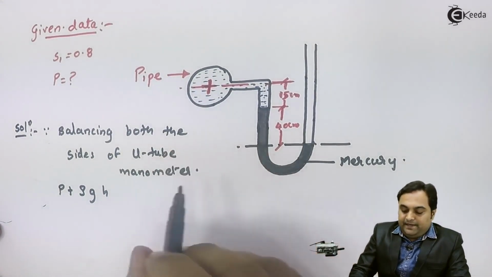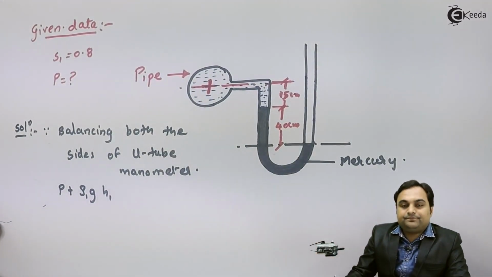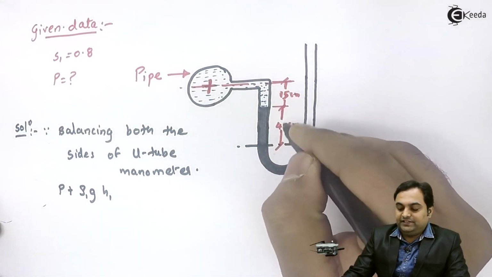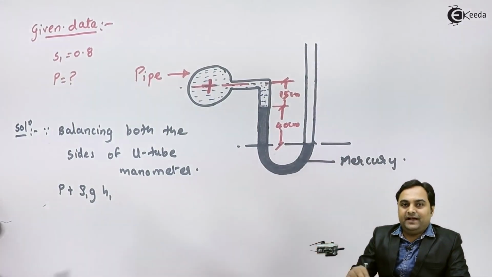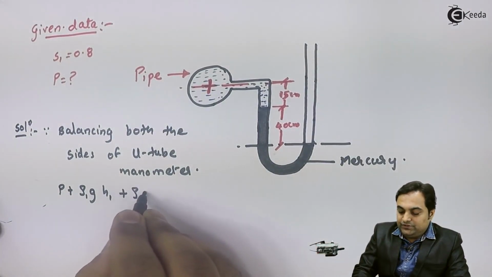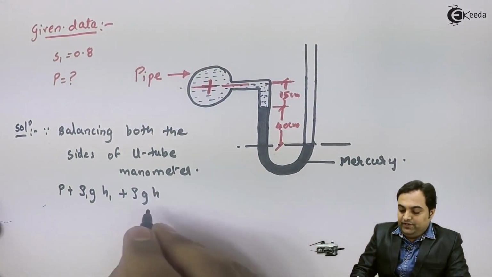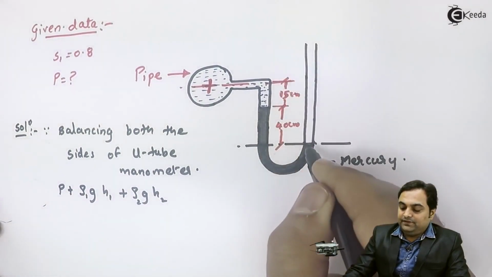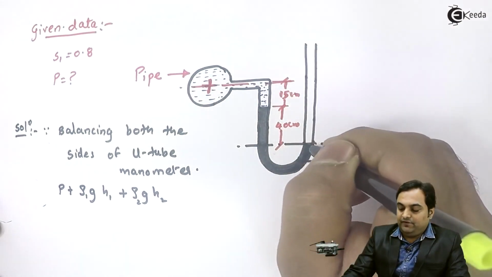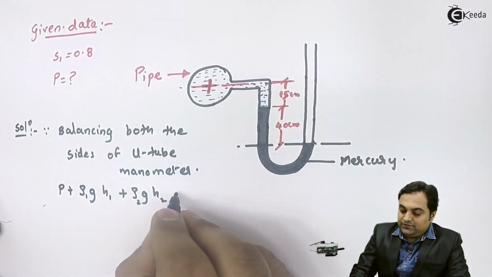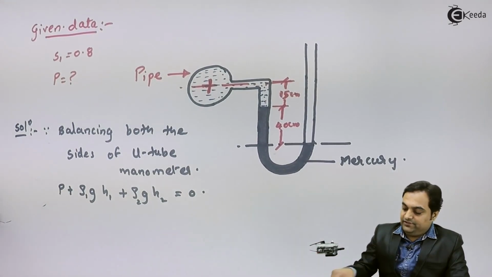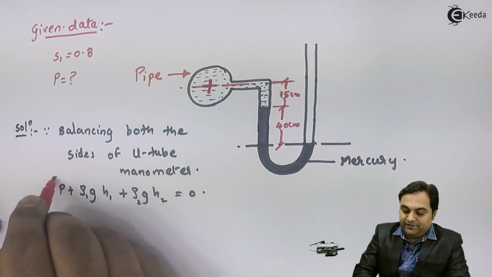For the fluid inside the pipe, I'll write suffix 1. At the same time, in the left portion, we even have mercury of 40 centimeter height, so its pressure will also be added. So plus rho g h, for mercury I'll write suffix 2. Now this much is the total pressure in the left limb. In the right limb, there is no fluid above the datum, above this horizontal line, so that is equal to 0. So this is the balancing of both the limbs of the U-tube manometer.